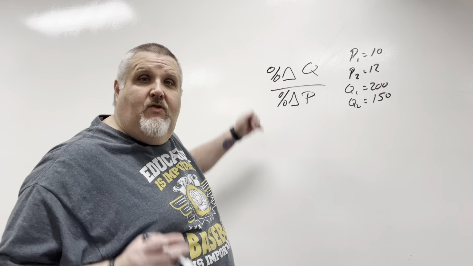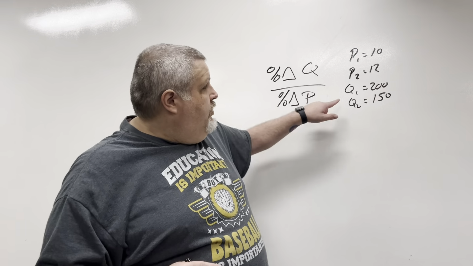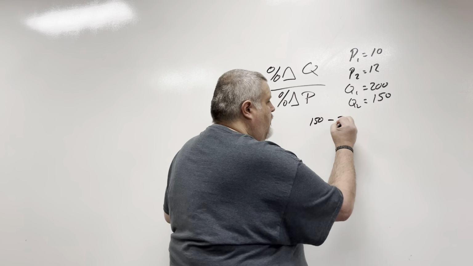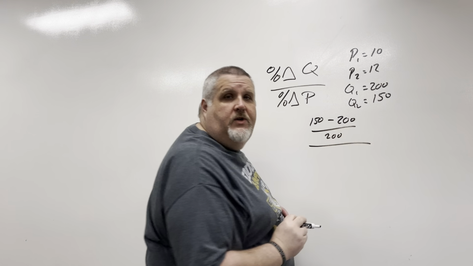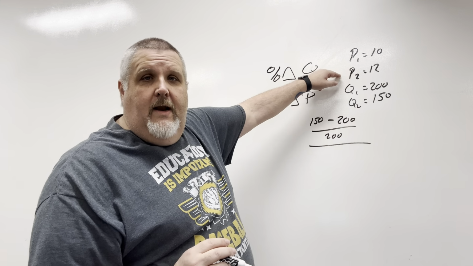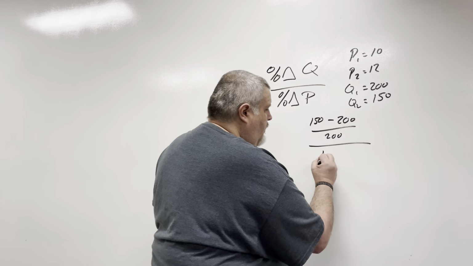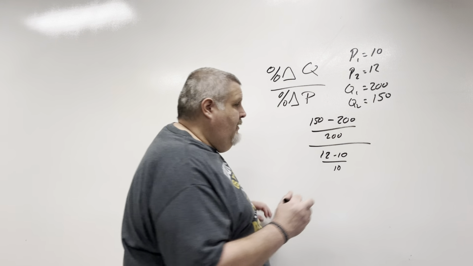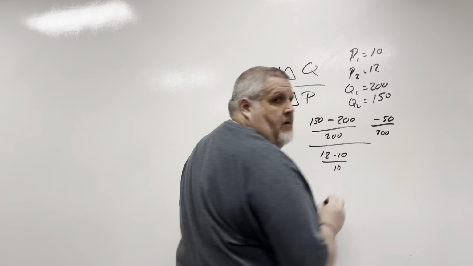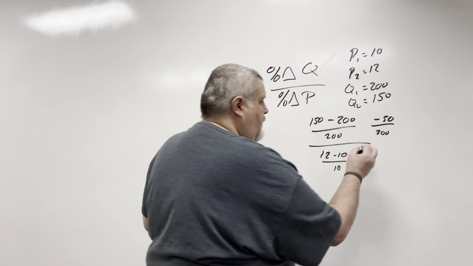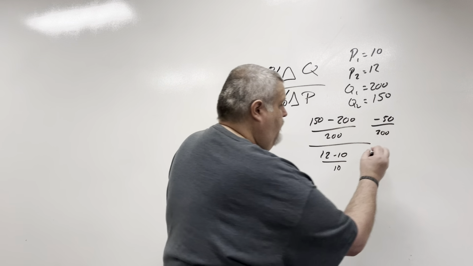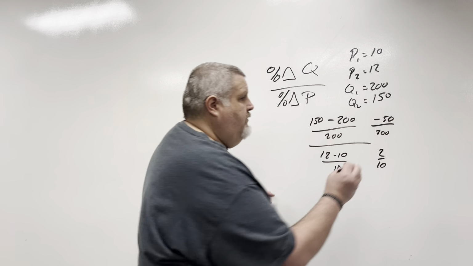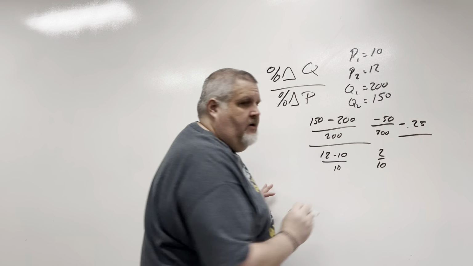Now remember, I don't have the percents yet, so I've got to get those. So I've got to use that Q2 minus Q1. So Q2 is 150 minus Q1, 200, over Q1, which is 200. And then our denominator is going to do the same thing. 12 minus 10 over 10. So what we're going to have here, 150 minus 200 is going to be minus 50 over 200. And down here, we're going to have 12 minus 10 is 2 over 10. We reduce this down a little bit more. That's going to be negative 0.25. That's going to be 0.2.